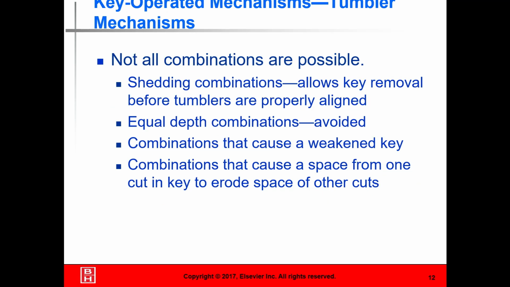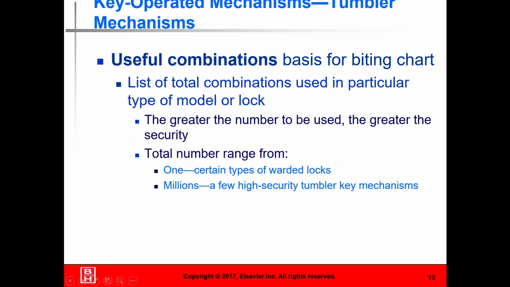Not all combinations are possible. Shedding combinations allow key removal from tumblers. Equal depth combinations are avoided because if they're the same, it makes it easier to unlock. We also avoid combinations that cause a weak key, and combinations where the space from one key cut to another key cut is eroded. So we want to make sure that everything is set. They're not random. There is a science behind making the keys and the tumblers to make them work.